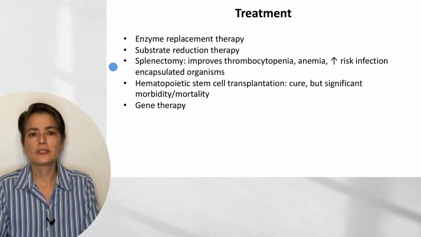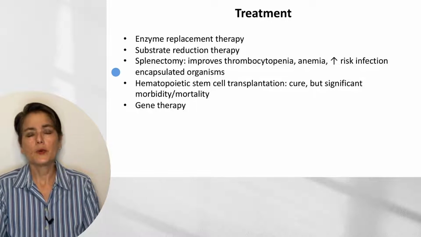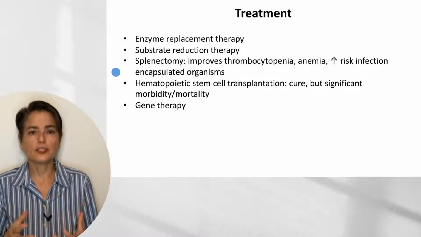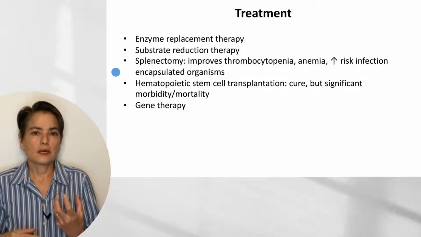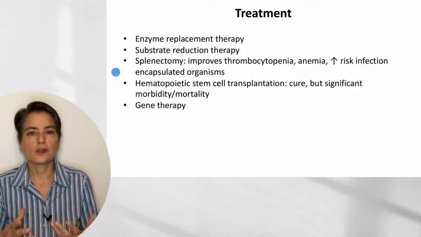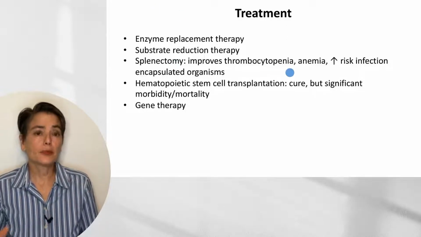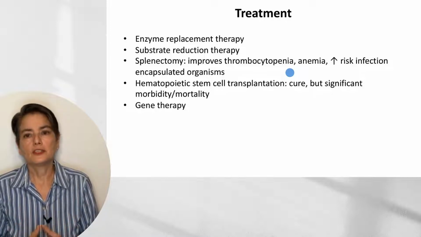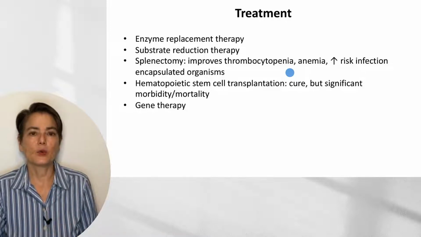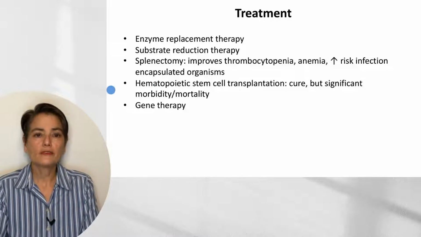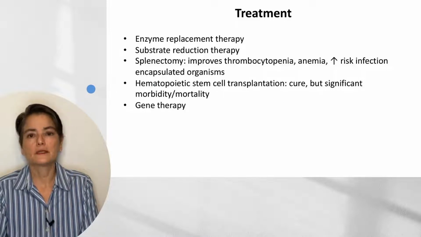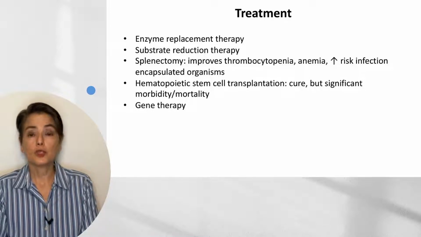Back several decades ago, this was much more common because when you have splenomegaly, since the spleen's job is to collect and sequester platelets and dysfunctional red cells, you're going to end up with thrombocytopenia and anemia. So if you remove the spleen, it can no longer do that, but then patients are at increased risk for infection from encapsulated organisms. And then a definitive treatment is hematopoietic stem cell transplantation. This will actually cure the patient, but there is significant morbidity and mortality, so this is not done very commonly.